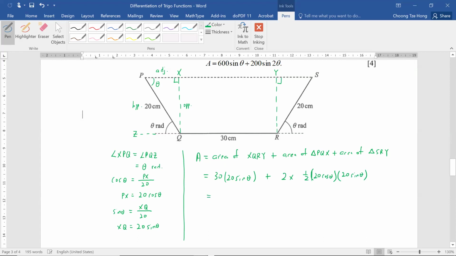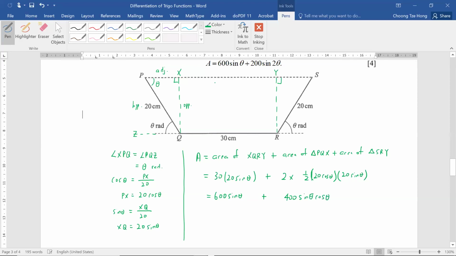From here, this is where we get the 600 sine theta. So 600 sine theta plus, 2 times half gives 1, so 20 times 20 will be 400 sine theta cosine theta.